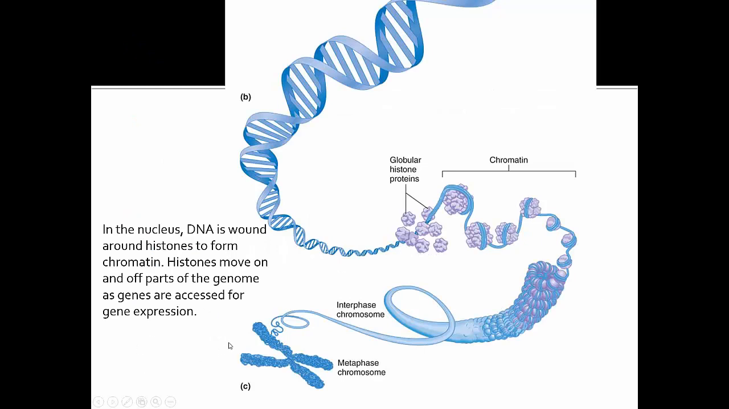So in the nucleus, DNA is wound around these proteins called histones, okay? Histones will move on and off the genome as the parts are needed to be expressed. So this is chromatin, right? The unwound DNA. This is what the DNA looks like in interphase, all unwound. And then they show you down here a metaphase chromosome, what they look like all wound up. So histones bind to this DNA, but then they come off when the DNA is read in order for the genes to be accessed and the genes to be expressed.